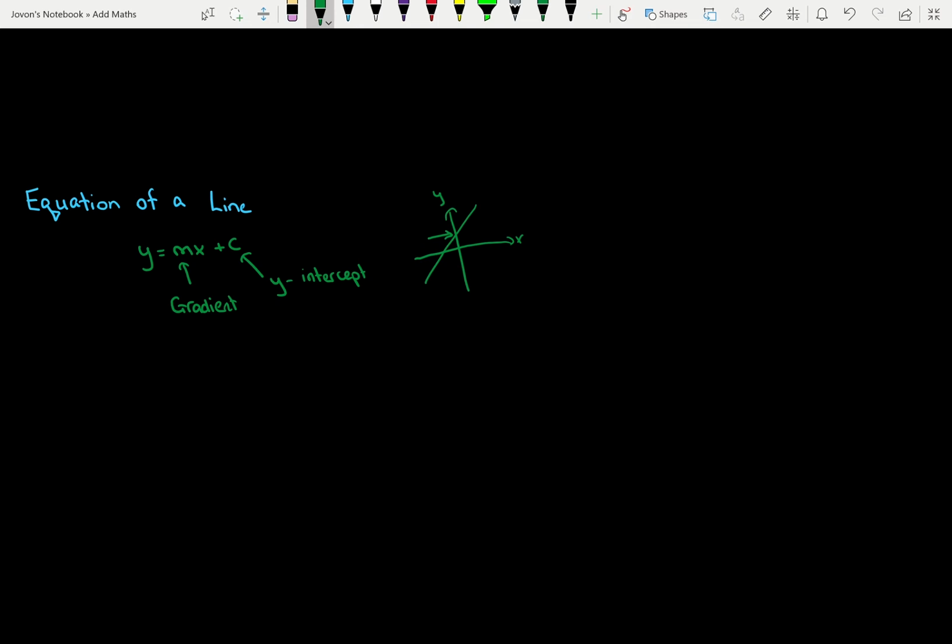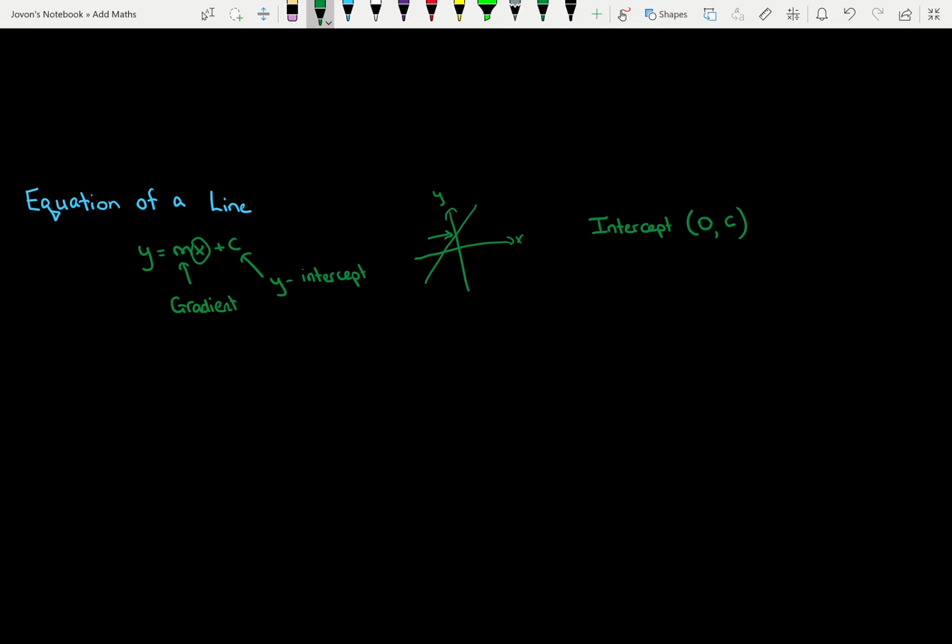Okay, so the coordinates of the intercept are given by 0 comma c, which is where the constant is, because if we were to sub in x as 0 here, we would get c, because m multiplied by 0 would be 0, so we would therefore get y is equal to c. So m represents the gradient and c represents the y-intercept.